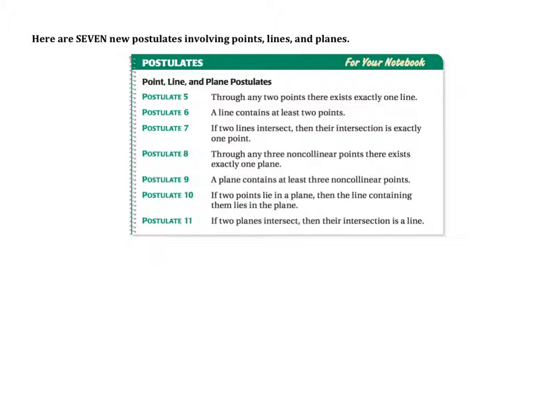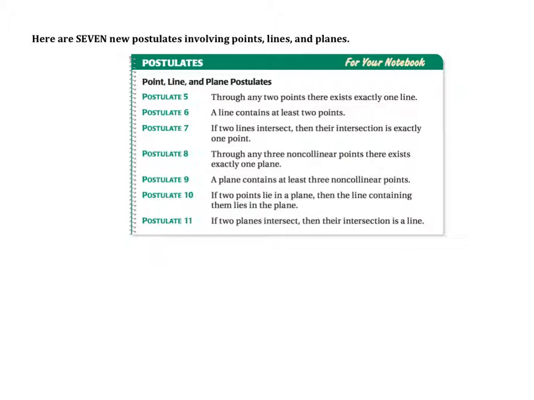Postulate number 9: a plane contains at least three non-collinear points. So here again, this is kind of like the converse of it. We're just flipping it around, saying if I have a plane, we know there's at least three non-collinear points on it, because that's what determined the plane to begin with. Postulate number 10 is kind of obvious: if 2 points lie in a plane, then the line containing them lies in the plane as well.